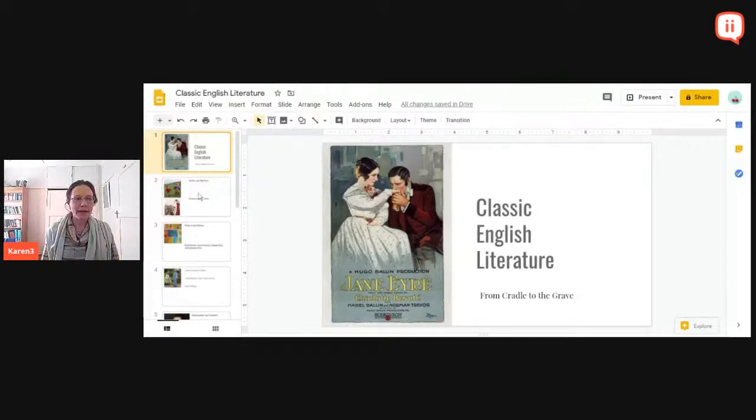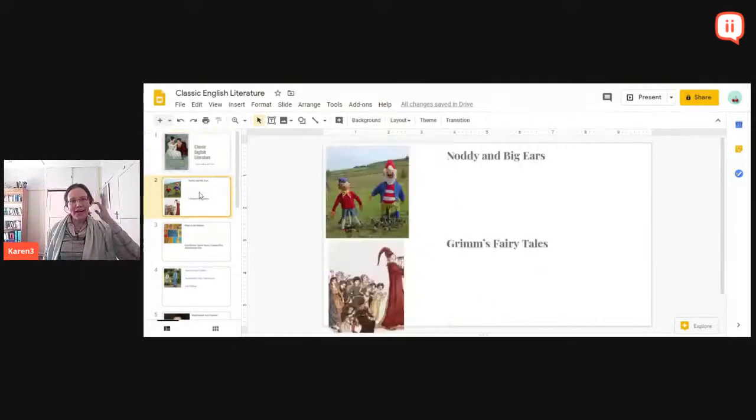Okay, I'm going to start with some children's literature. Why do I do that? Because if we start with children's literature, we can start with easy language, but we also get to see how the people think in that language.